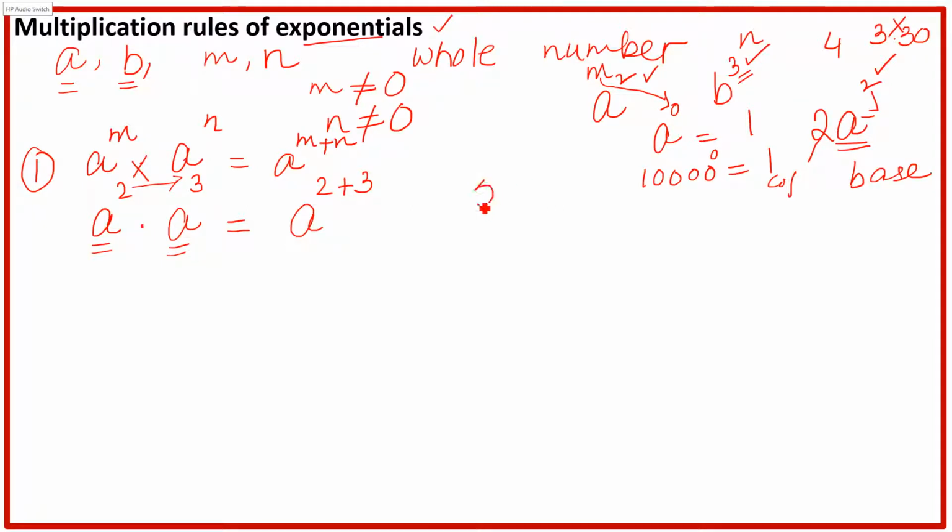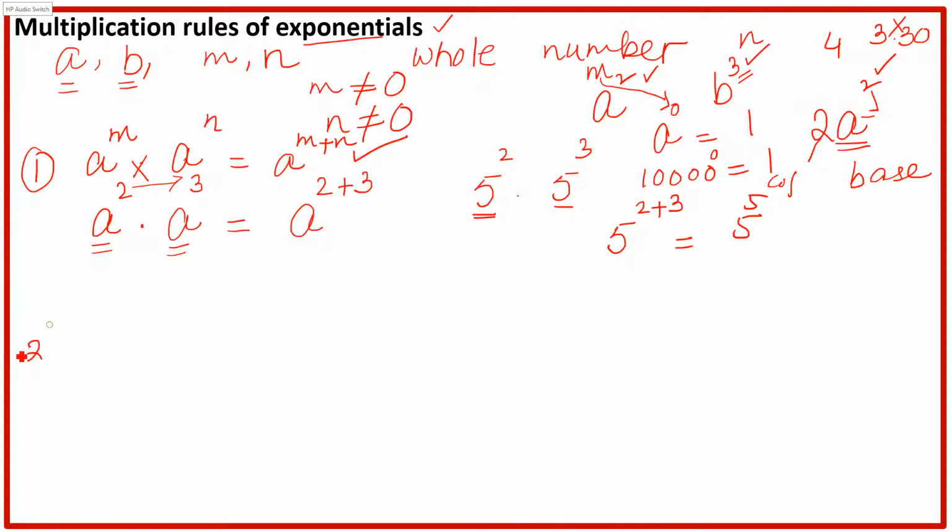If we have the same base, suppose I say 5 squared multiplied by 5 cubed. See, the base is the same, so we can add the exponents. It will be 5 to the power 2 plus 3. This is the first rule, M plus N: you have to add the exponents if and only if the bases are the same. 2 plus 3 is equal to 5.